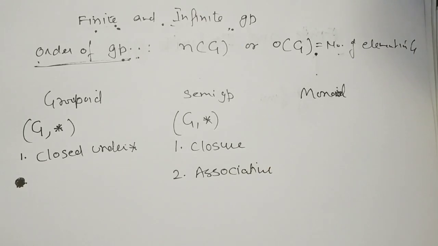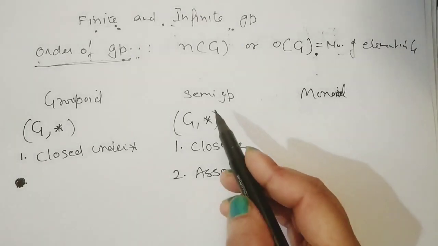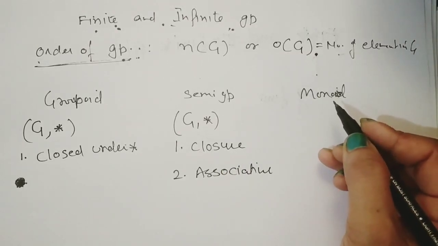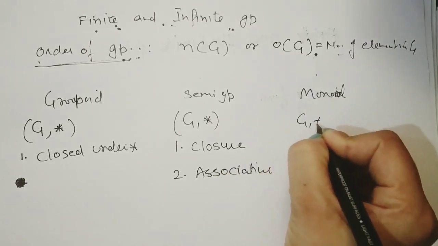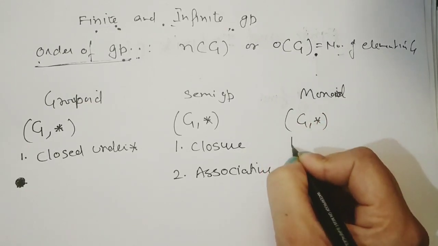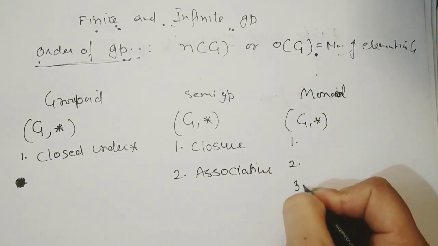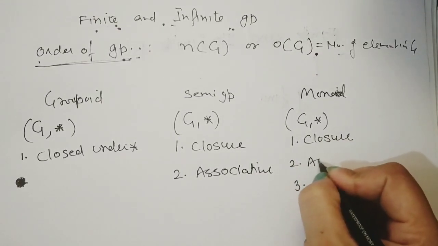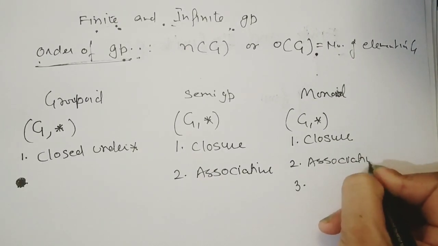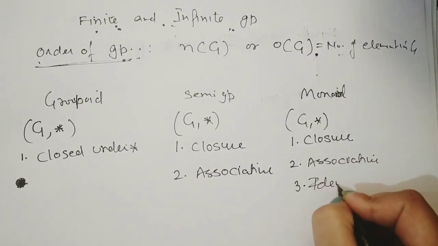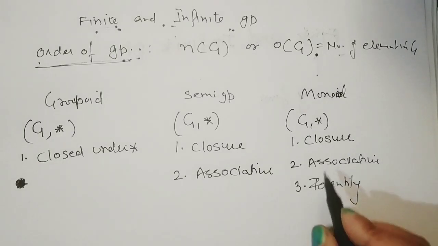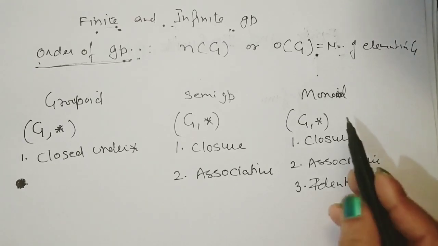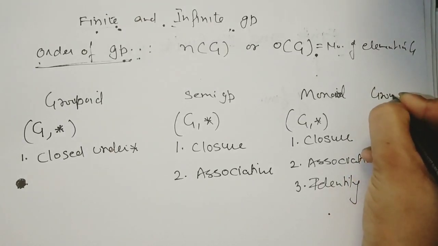If closure and associative, these two properties are true, then that set is called a semigroup. Next is monoid. A monoid is a set with a binary operation such that three properties are true. What are the three properties? First three: closure, associative, and identity. It means in a monoid, inverse does not exist.